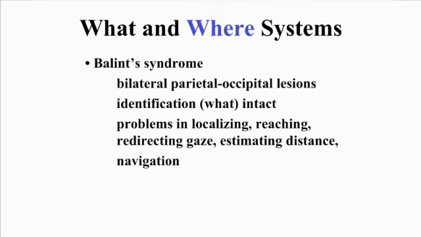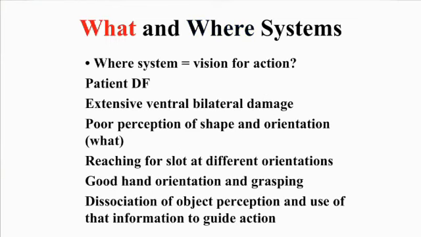They're pretty good at knowing what something is because the temporal lobe pathway, the what pathway, is intact. But they have problems in knowing where things are, reaching for things, where to put their gaze, estimating distances, and navigation in general. So I'll show you an example of a patient like this. And then the converse, a patient who has big problems in the what system. And we'll start with that.